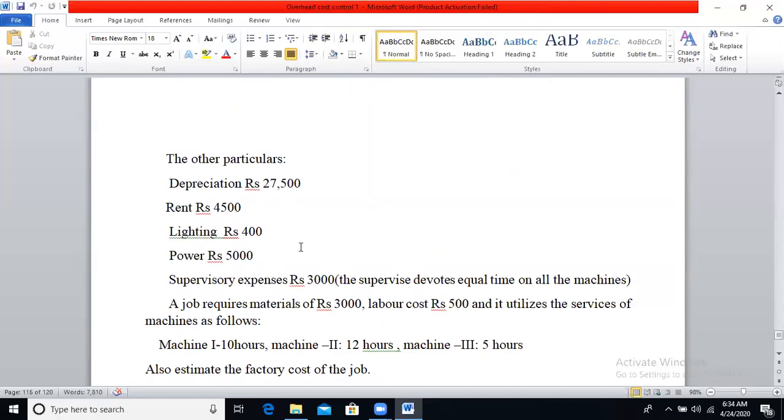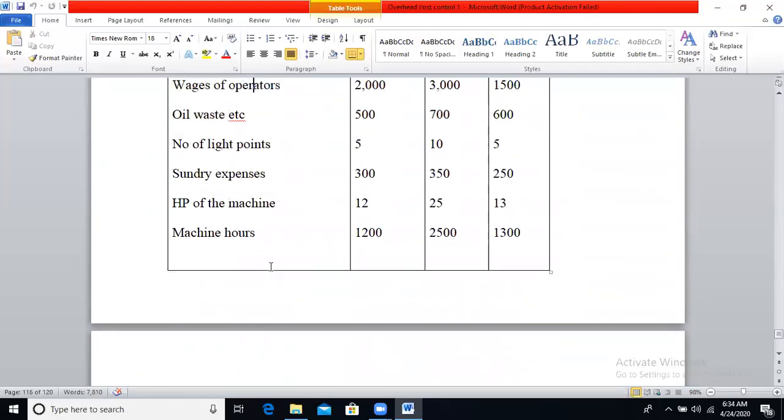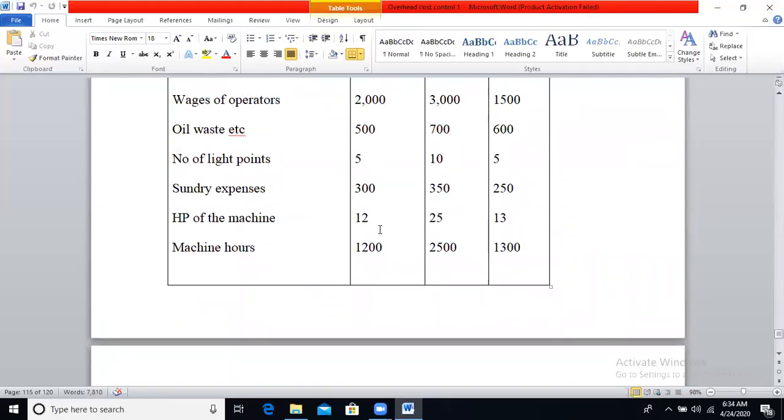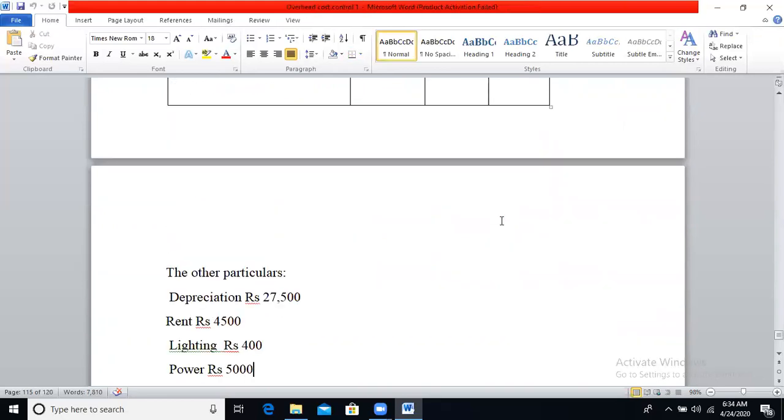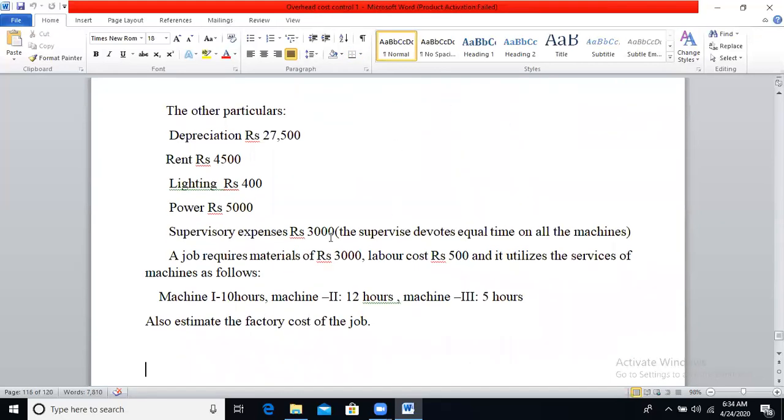And for power we will consider the HP rate of the machine. HP rate of the machine 12 is to 25 is to 13. So the ratio will be 12 is to 25 is to 13. And supervisory expenses will be considered equally.